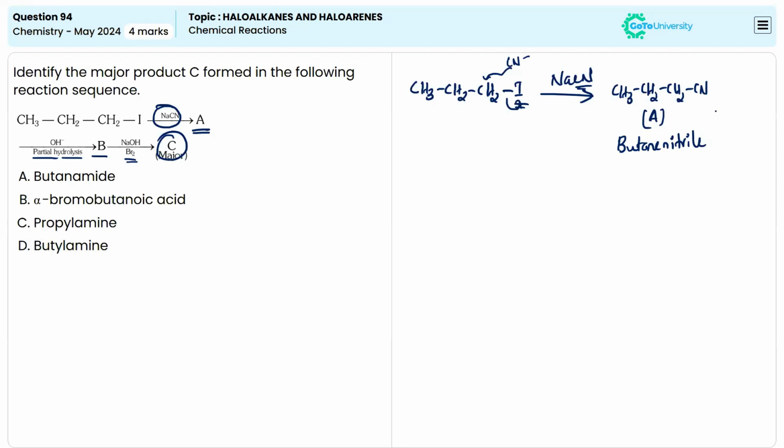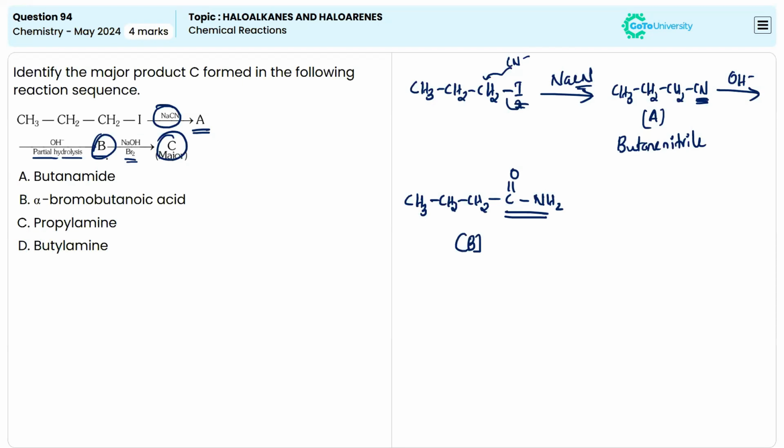Now what is the second step? This butane nitrile is undergoing partial hydrolysis. When they undergo partial hydrolysis, this nitrile group is converted into the corresponding amide. So the product will be, I will write the remaining here, CH2, and the CN group will convert into a CONH2 group. This is the difference. The CN group gets converted to a CONH2 group. So this is B in the reaction, the amide.